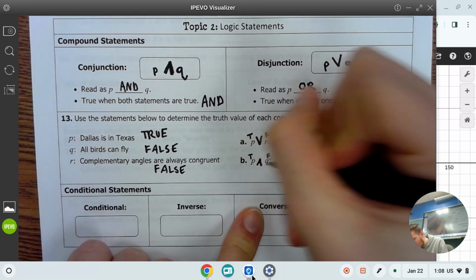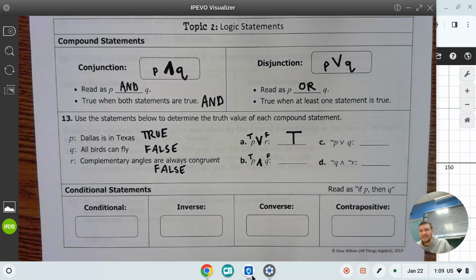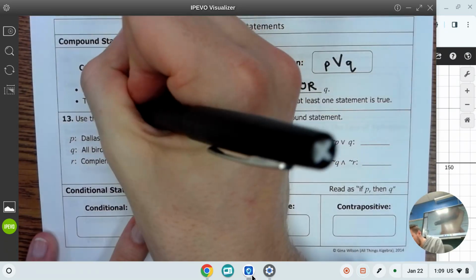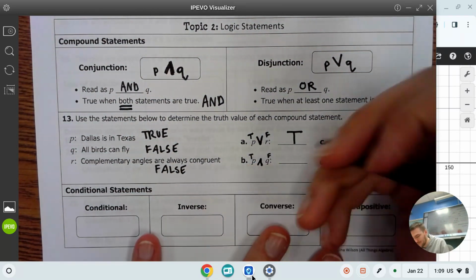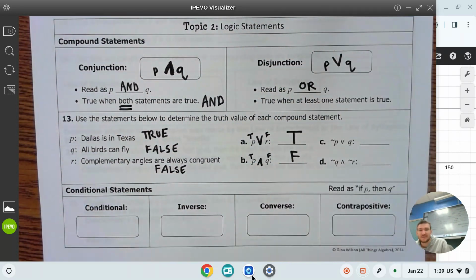And this A is an and. And that and means that both have to be true. Are both of these true? That's going to be a false statement.